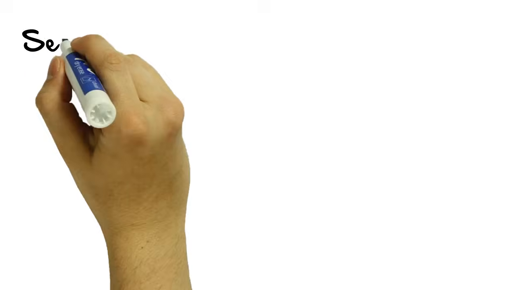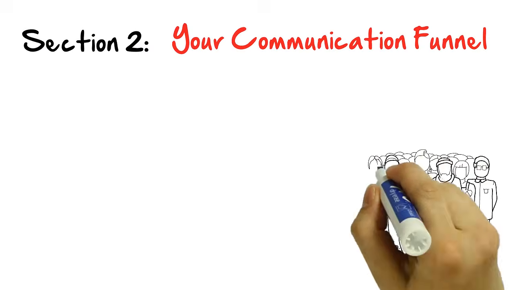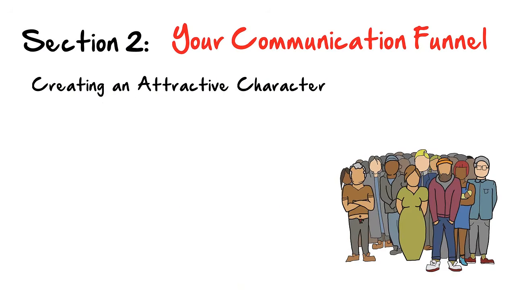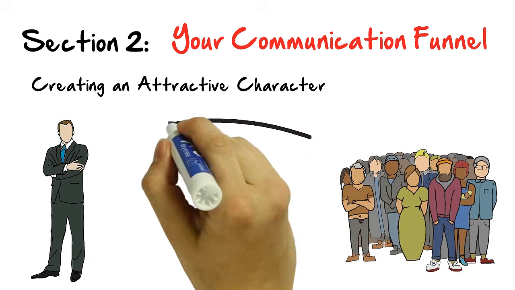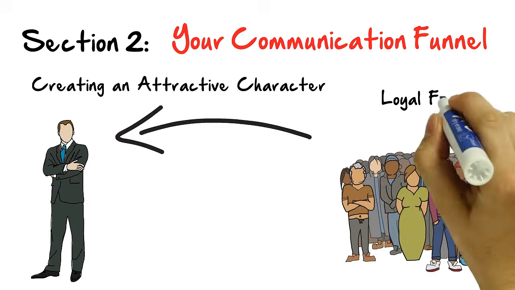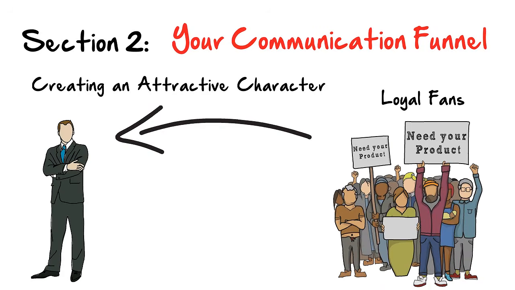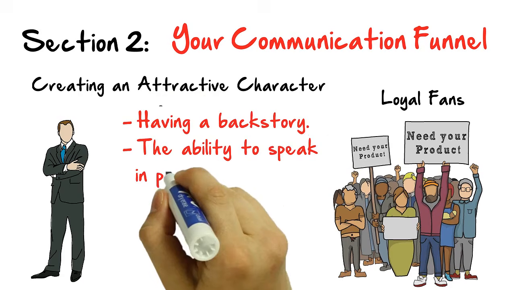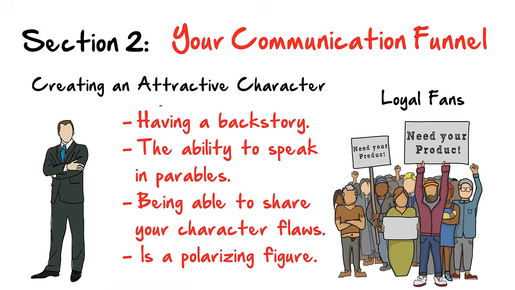Section 2. Your communication funnel. The next section is all about communicating with your audience. First, Russell talks about creating an attractive character. This is all about coming up with an online persona that will attract people to you and help you build a following. These are your loyal fans who will be the ones to rush out to buy your products. There are 4 elements you need for an attractive character: having a backstory, the ability to speak in parables, being able to share your character flaws, and being a polarizing figure.